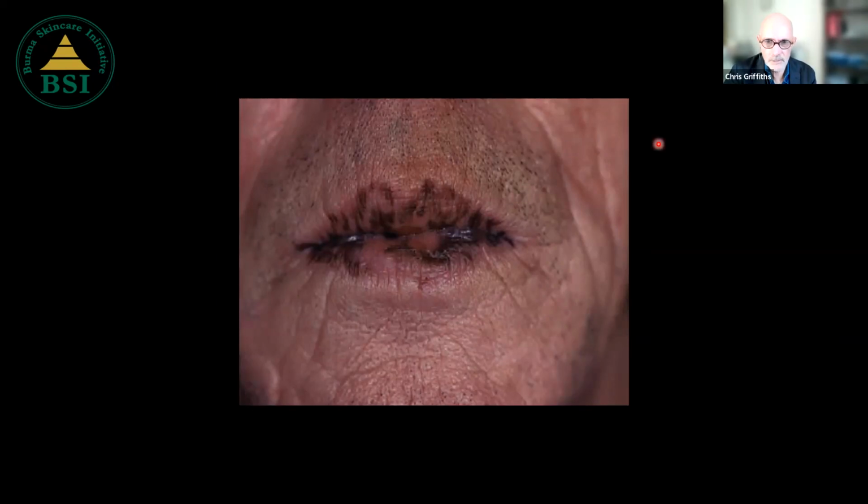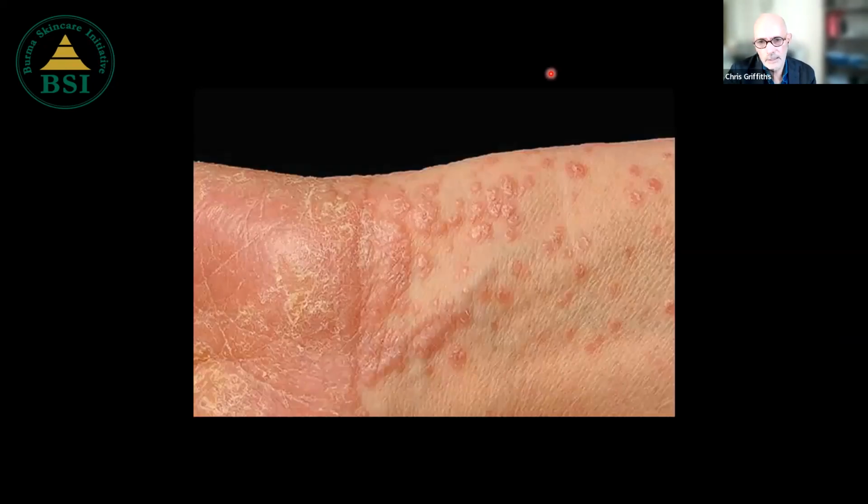So let's go to this. All right. So this is a woman who comes to see us. She's got these lesions on both flexor forearms. Okay. And they're very itchy. Anyone want to have a go at describing these?